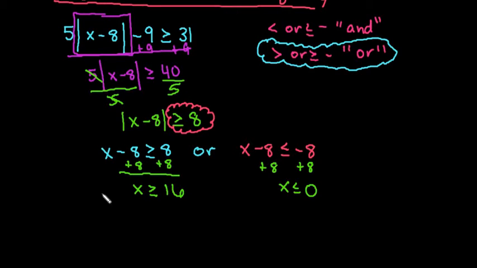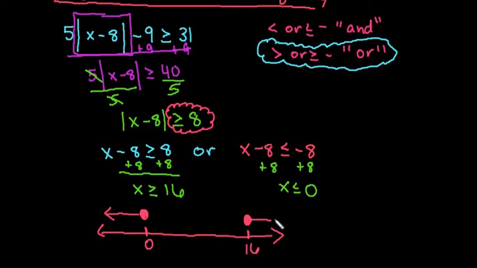So with this, if we set it up on a number line, we would say that 0 would be here. And so all values that are less than or equal to 0 would give us solutions that, when I plug them in, would yield a value that is greater than or equal to 31. And all values that are greater than or equal to 16 would also give us the same thing. If we plug it back into here, let's say that we picked 17 as our answer. 17 minus 8 would give us 9. 9 times 5 is 45, and 45 minus 9 would give us 36, which is greater than or equal to 31. So we can see that a value that we pick over here does work.